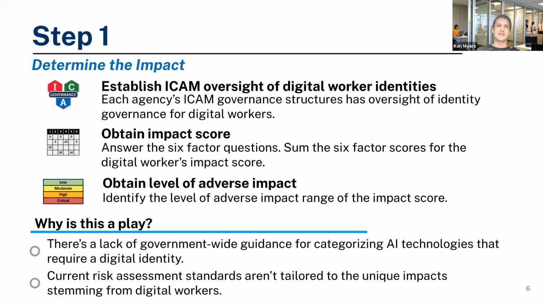So the main takeaway from this, like I mentioned, is that all workers, human and digital, should have oversight from their ICAM governance structure. You use the impact evaluation matrix to determine the level of potential adverse impact. If you have more questions about the ICAM governance structure, we have an ICAM program management guide available at playbooks.idmanagement.gov. It explains what an ICAM governance structure is, what offices within your agency should be included within this governance body, and what an ICAM program management office is.